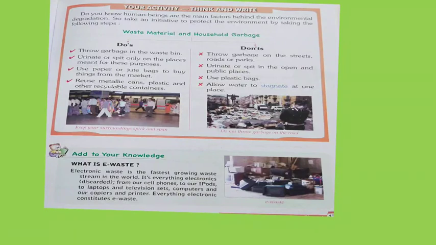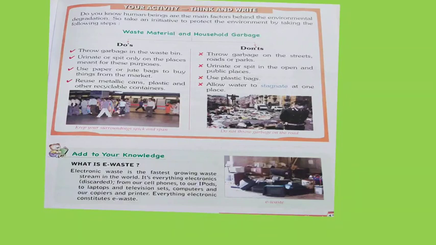Now don'ts we will see, which things we don't have to do. Don't throw garbage on the street, roads and parks. We don't have to throw it here and there. Don't urinate or spit in open and public places. Don't use plastic bags. Don't allow water to stagnate at one place. So if we follow these do's and don'ts, it will help us to improve our environment.